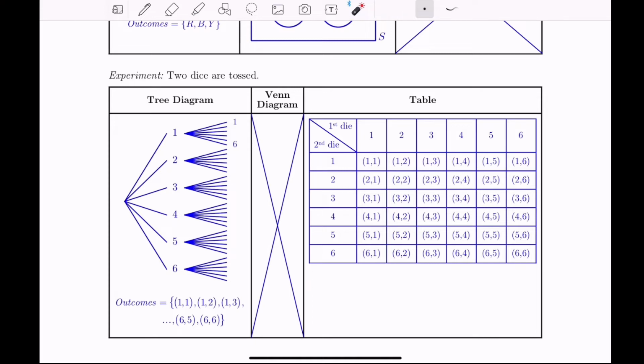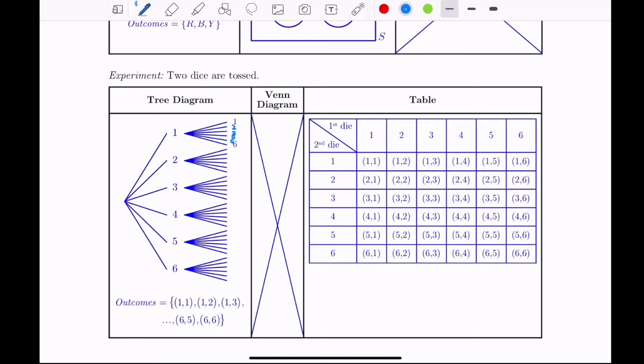Okay, so another experiment to look at: two dice are tossed. When we toss a die, we know we're going to have 6 possible outcomes, 1, 2, 3, 4, 5, 6. But since we have two dice to be tossed, we're going to consider the first toss and the second toss. For the second toss, we also have 6 possible outcomes, 1, 2, 3, 4, 5, 6. So the outcomes will be first toss 1, second toss 1, or first toss 1, second toss 2, or first toss 1, second toss 3, and so on. Okay, we cannot use a Venn diagram to illustrate this experiment, but we can use a table.